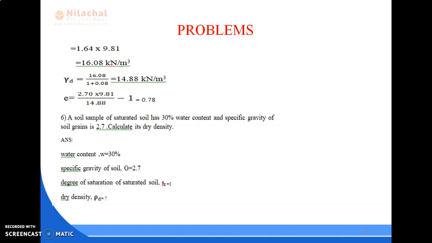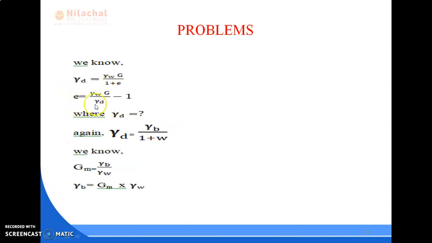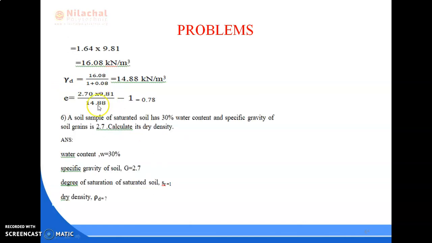We find this value, gamma b. Again gamma d value we can find out here: 16.08 by 1 plus 0.08 equal to 14.88 kilonewton per meter cube, and finally e equal to, this is the formula, we have to put all the values: 2.70 into 9.81 by 14.88 minus 1 equal to 0.78. This is the answer.